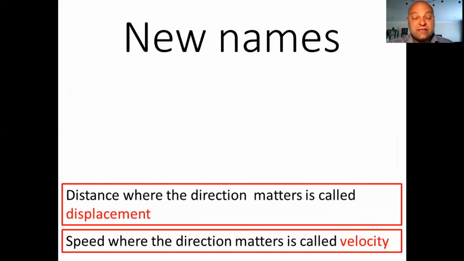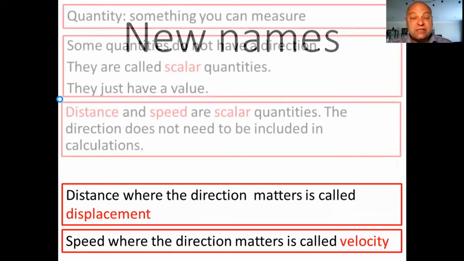2 new key ideas for you now. If you've got a distance, but it also has a direction, we give that a new name. We call it displacement. If you've got a speed, but it has a direction, and the question includes a direction, we call it velocity. So jot those down, add it to your list of key ideas for the lesson.